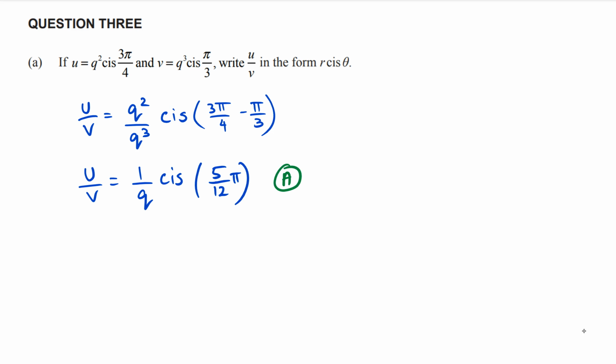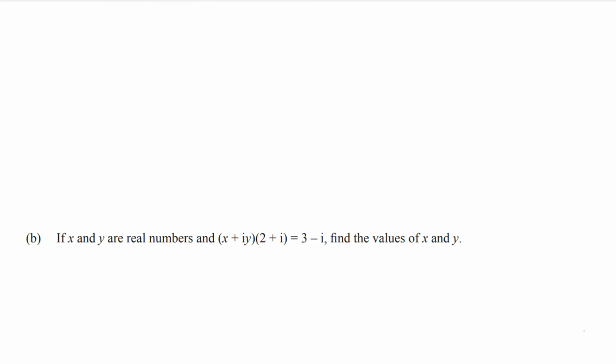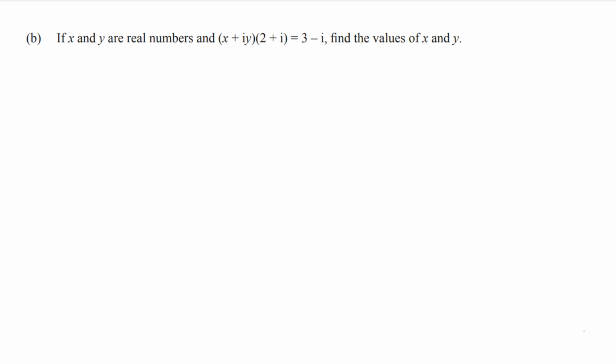Okay, so let's go to question 3b. With 3b, what we have is two complex numbers equal to this. Find the values of x and y. So all you're doing is expanding the quadratic on the right hand side. So we've got x plus iy multiplied by 2 plus i.